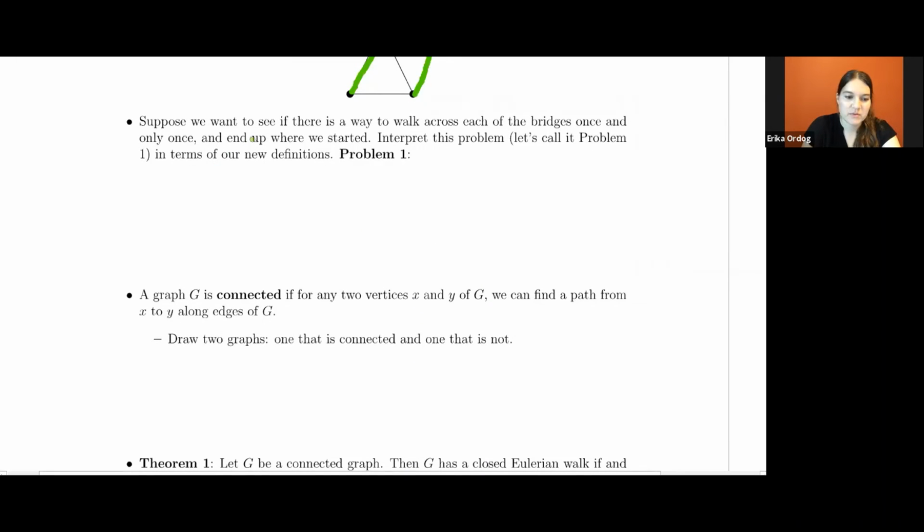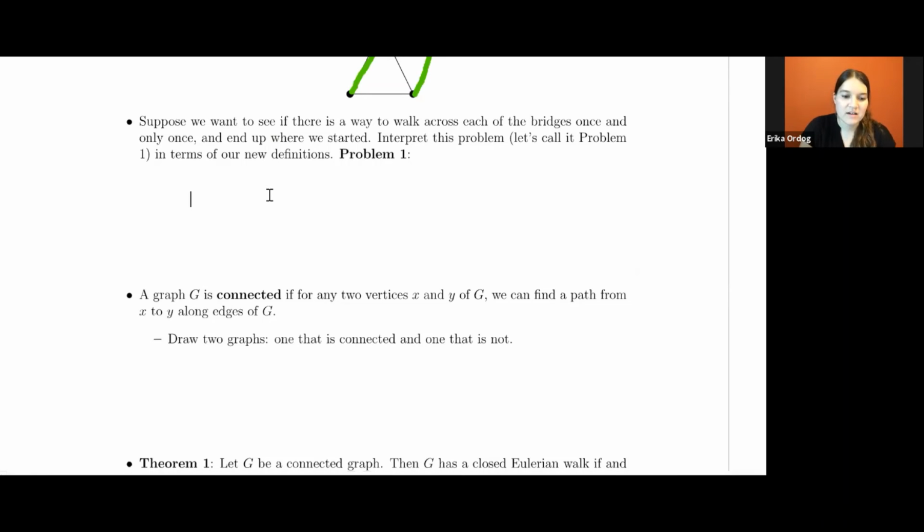Okay, so suppose we want to see if there is a way to walk across each of the bridges from our original problem once and only once and end up back where we started. Let's interpret this problem, we'll call it problem 1, in terms of our new definitions. So why don't you pause and try to write that down.